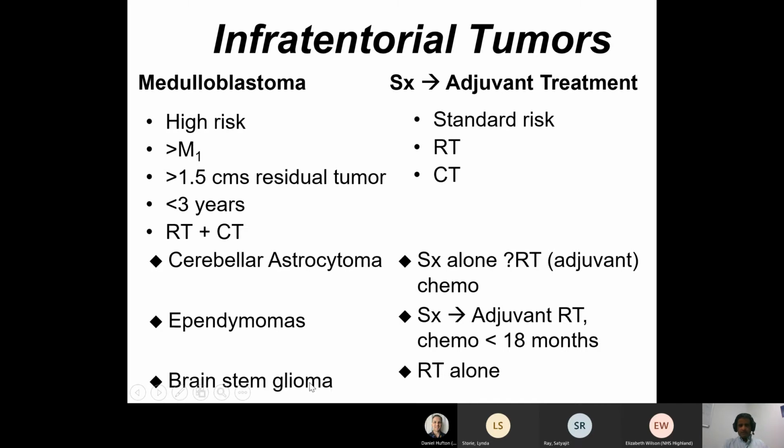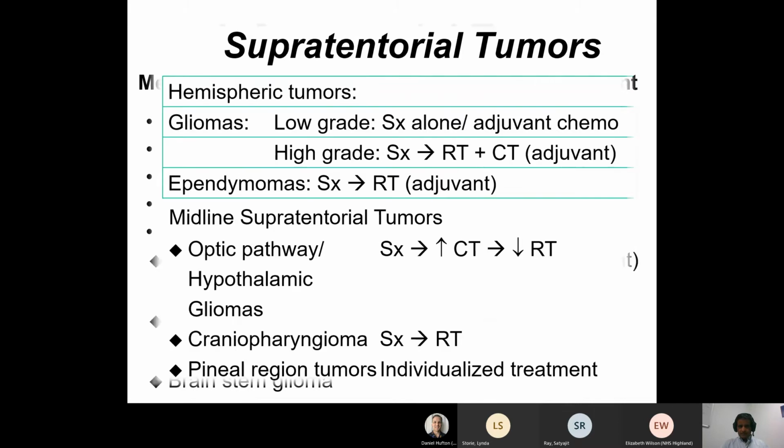For diffuse intrinsic tumors in the brainstem, radiotherapy is the only one that is effective for short-term control, unfortunately not for long-term control or cure. Various chemotherapies have been tried, but they are not useful. And these are not eligible for surgery because they are intrinsic tumors, so they can't be resected.